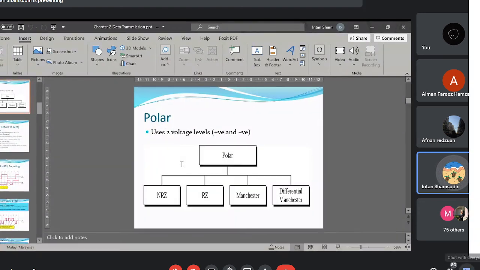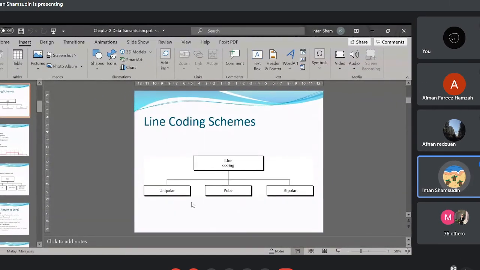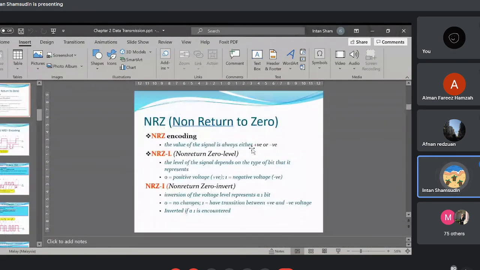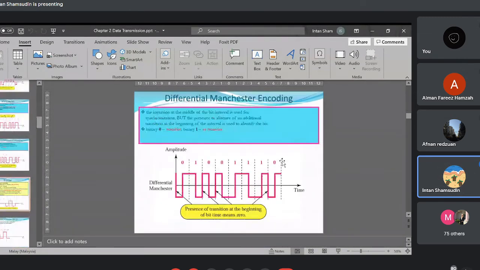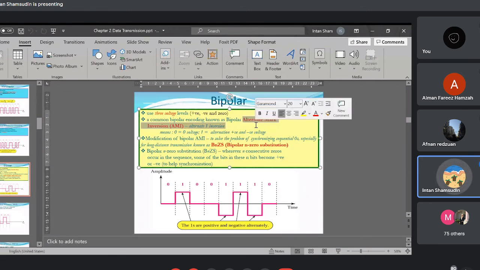Kan ada 3 kan, line coding ada apa? Ni line coding ada unipolar, polar, bipolar. Okay, so unipolar ni satu je lah. Polar ada 4. Apa? NRZ, RZ dengan Manchester. Okay, NRZ tu ada 2 pula. Invert dengan level. Alright, Manchester akan ada satu lagi, Manchester invert. Differential Manchester encoding. Alright. Kan ada 4 polar, alright. Then ada bipolar is AMI. Yang kita guna AMI lah untuk bipolar, right?